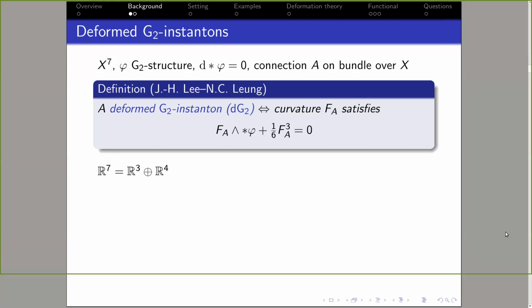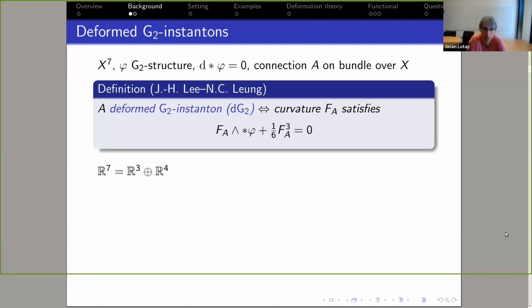Thomas has a question about the meaning of F cubed if it's not abelian. Well, I'm only going to care about the abelian case. Yes, sorry about that. I'm only caring about the abelian case. Exactly.